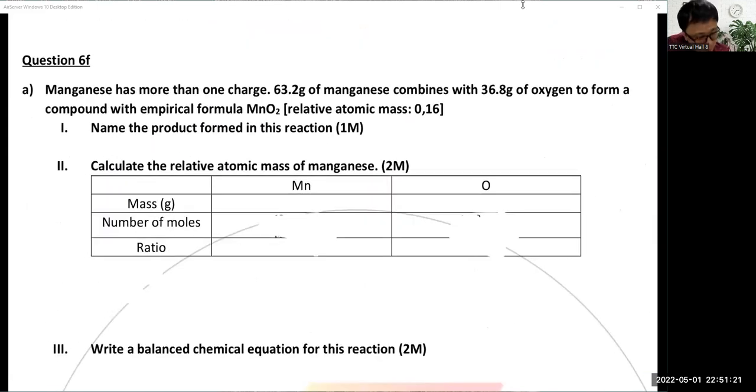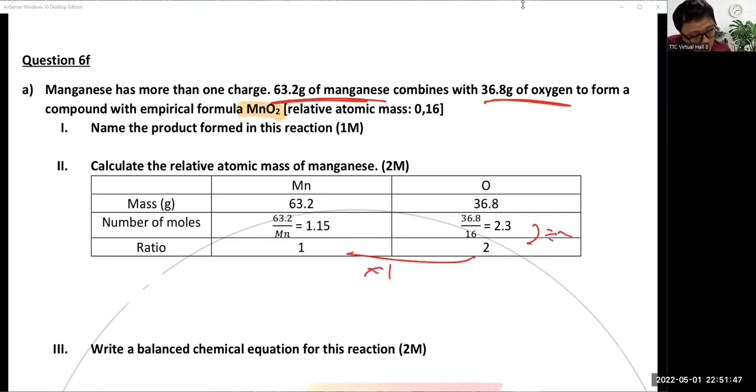Okay, this is another question. This is the mass of manganese. This is the mass of oxygen. Then the number of moles equals mass over molar mass. I don't know the mass of manganese, so I can calculate the oxygen first, divide by 16. Then the ratio given is 1 to 2. So technically, like this one, you divide by 2, then you times 1. Then you get the mole equals 1.15. Then divide by the mass of manganese, and from there, you're able to find n equals 55.